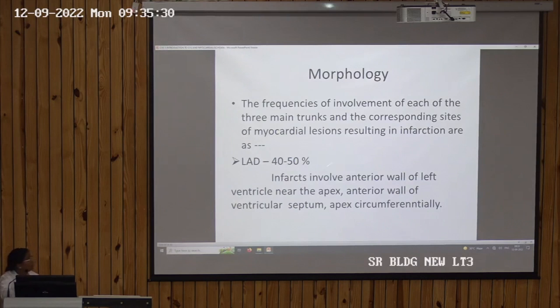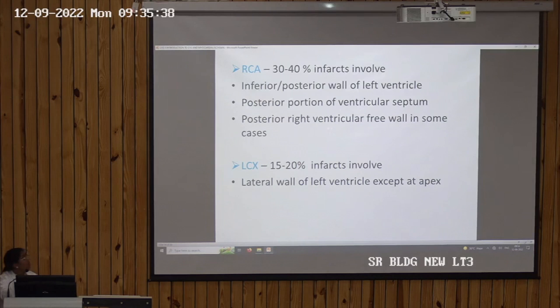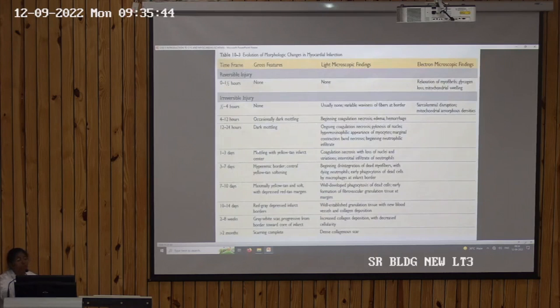Usually the left anterior descending is involved in 40 to 50% of cases, the right coronary in 30 to 40% of cases, and the left circumflex in 15 to 20% of cases. So as we had seen, ultrastructurally, there is relaxation of myofibrils, glycogen loss, and mitochondrial changes. Then there occurs sarcolemmal disruption, due to which enzymes and proteins leak out.